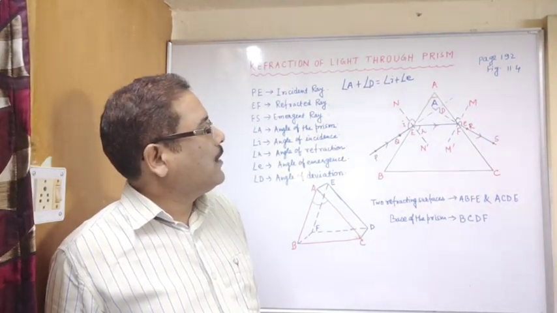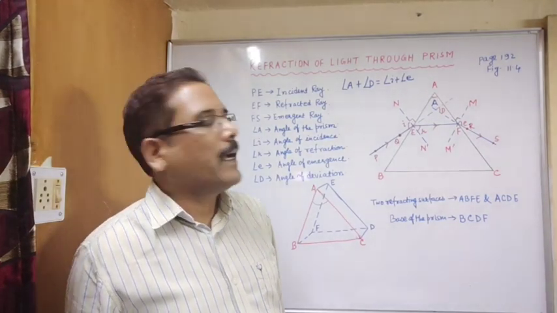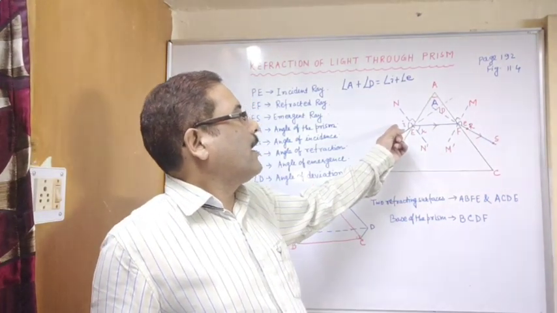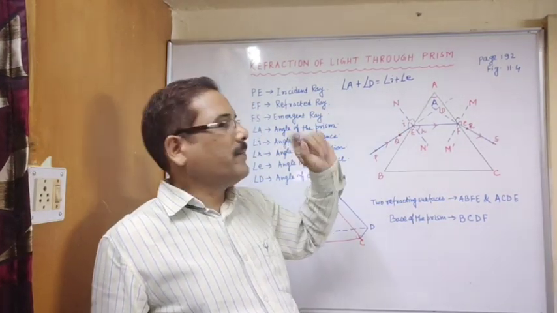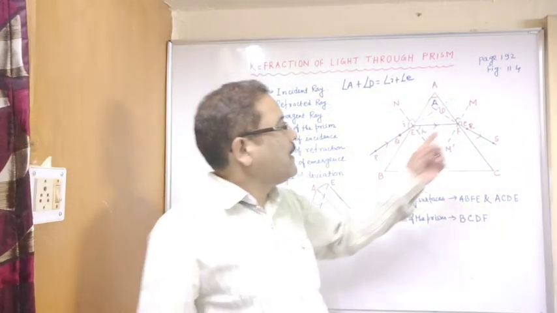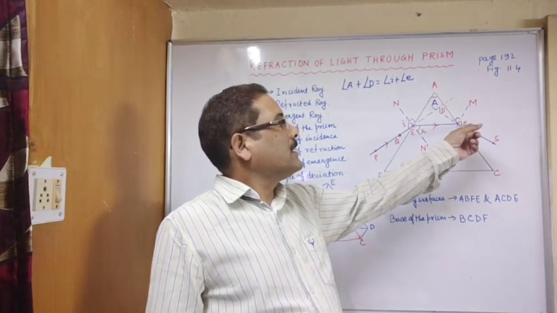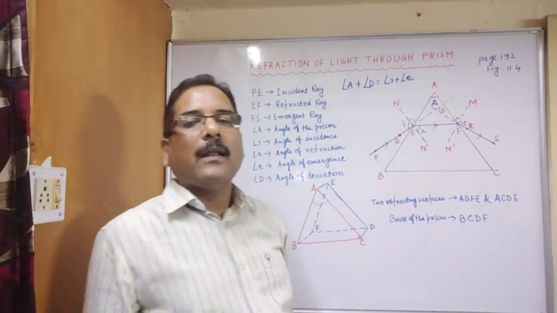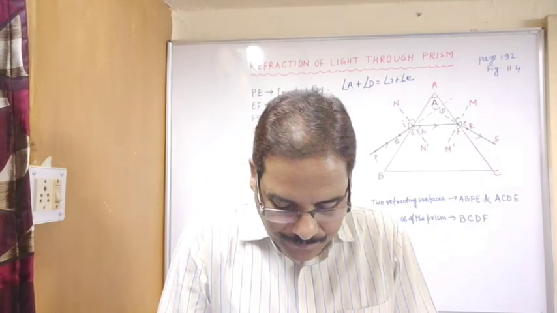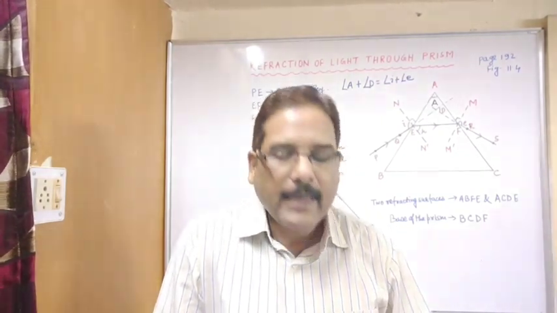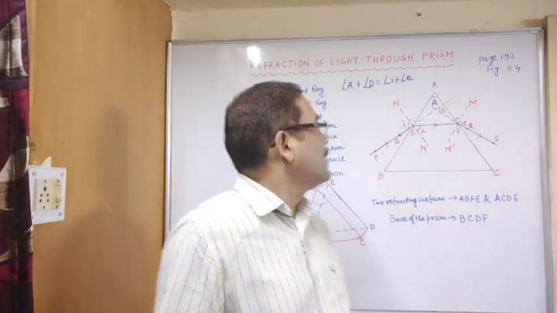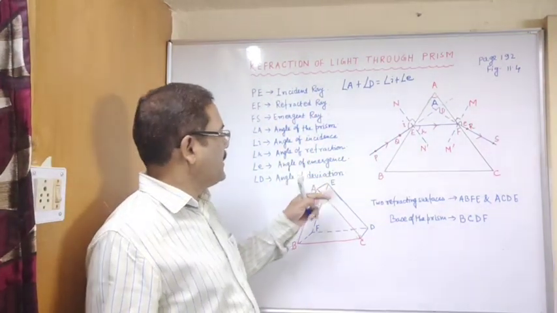If you will look at the diagram, you will find that in first case, angle of incidence is greater than angle of refraction. Similarly here, the angle of emergence is greater than angle of refraction. Then there is another important term, that is angle of deviation.